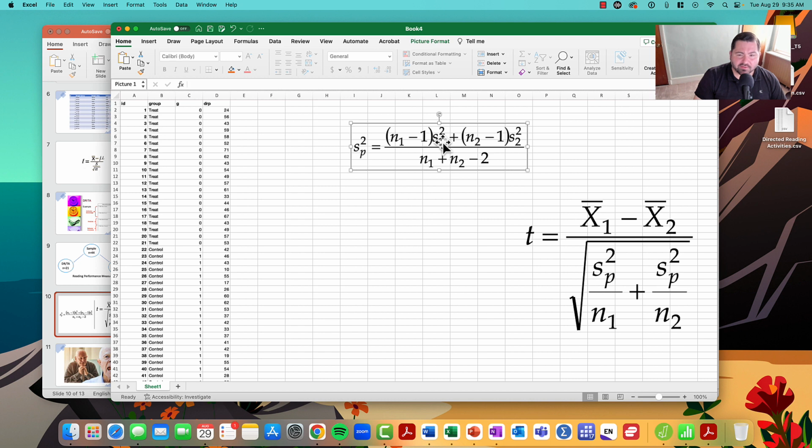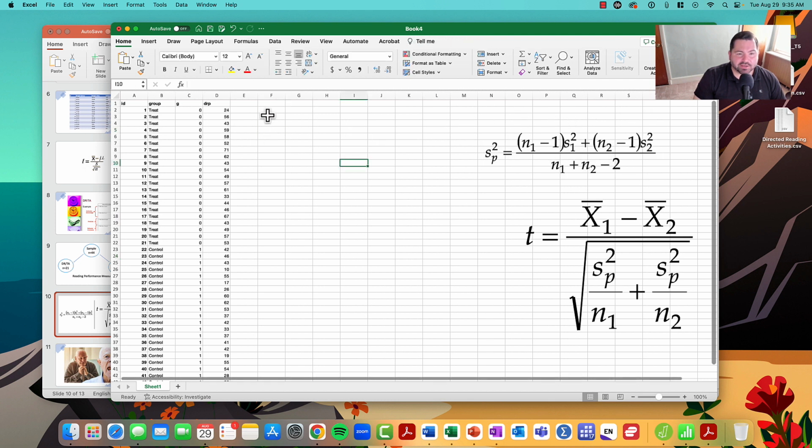I need to know the variance of the first group. I need to know the sample size for the second group and the variance of the second group, right? That's going to get me pooled variance. But I also need to know the mean of the first group and the mean of the second group later on in order to generate this. And so I'm going to just quickly fast forward here and generate these values as such.